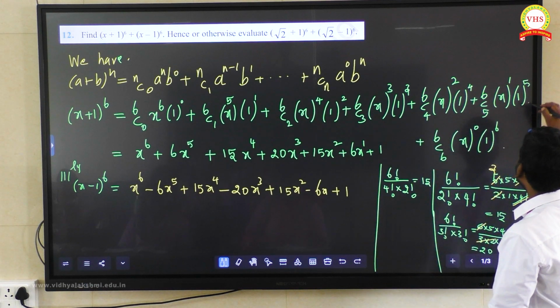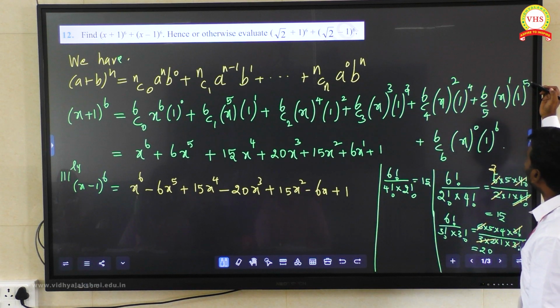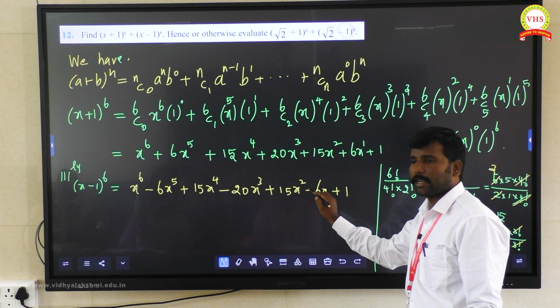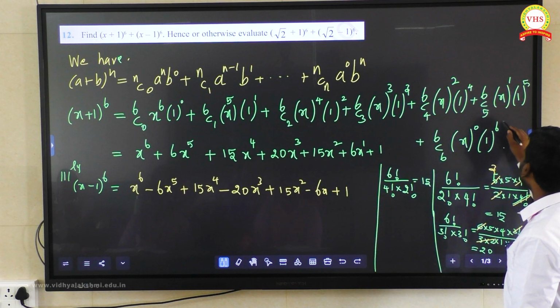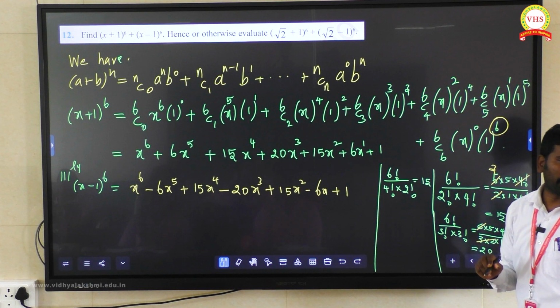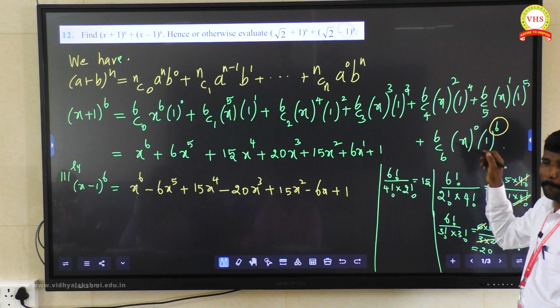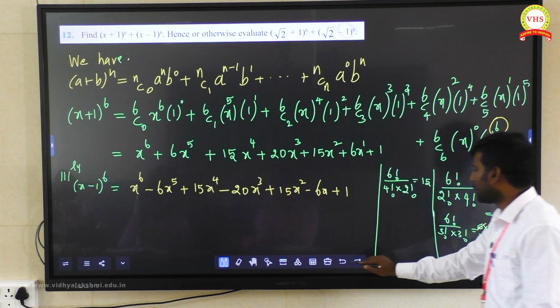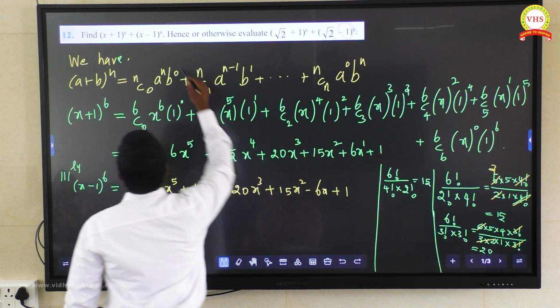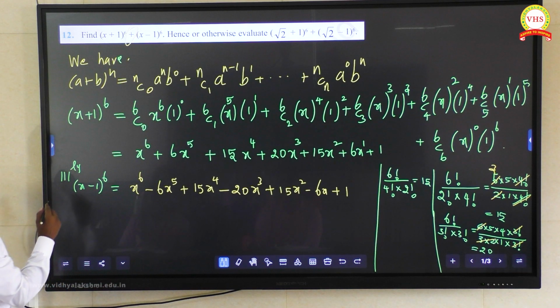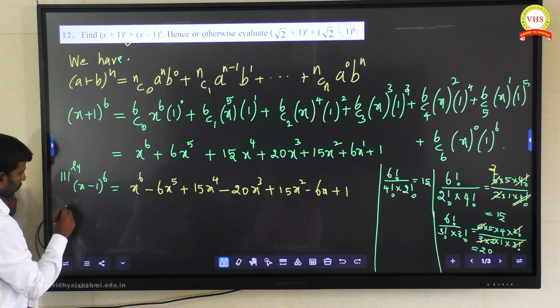Clear? Like that 1 power 5 is an odd number, so for x power 1 I want to give negative. So x power 1 I gave a negative. Understand? And here at last, what is 1 power 6? That means even power. Even power in the sense plus. So I gave a positive. Understand? So these two, in the question we have to add.